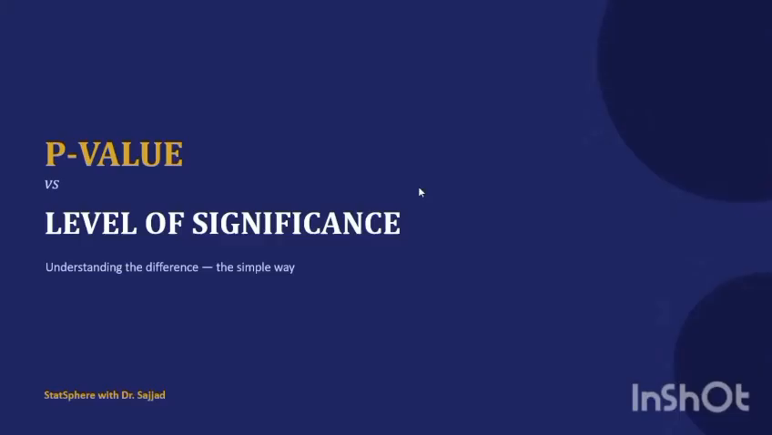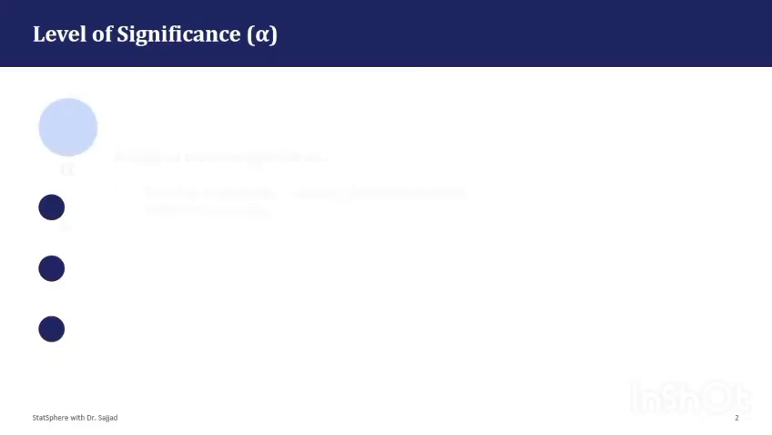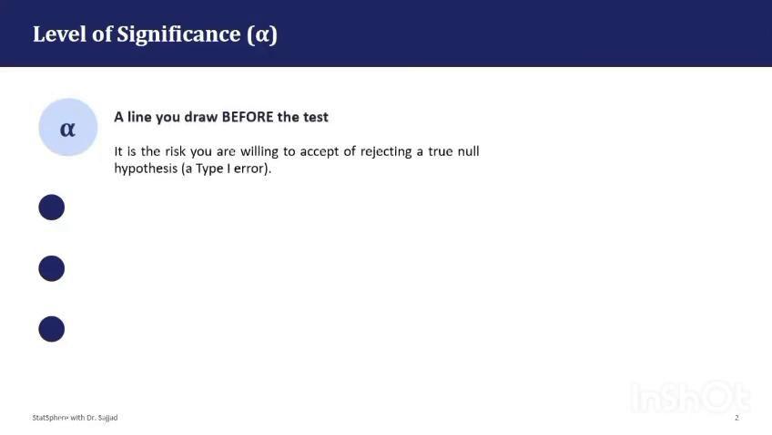Today we're going to understand two terms that students often confuse: the p-value and the level of significance. Let's start with the level of significance, written as alpha. Think of it as a line you draw before you even run your test. It is the risk you are willing to accept of rejecting a true null hypothesis. This is also called a type 1 error.